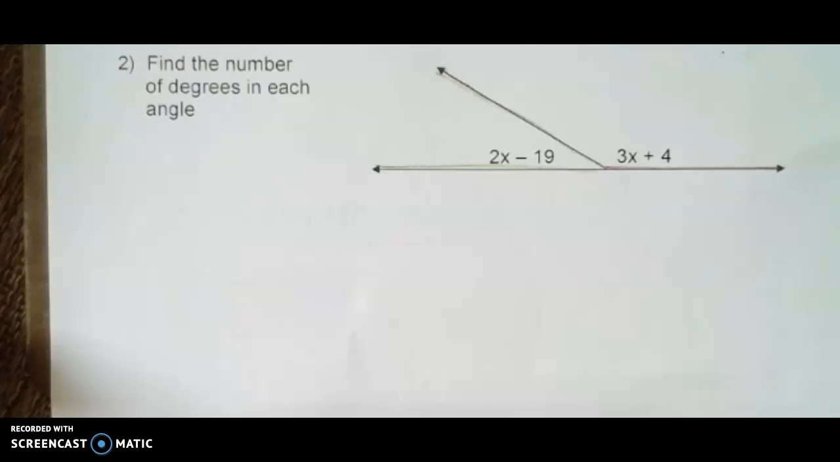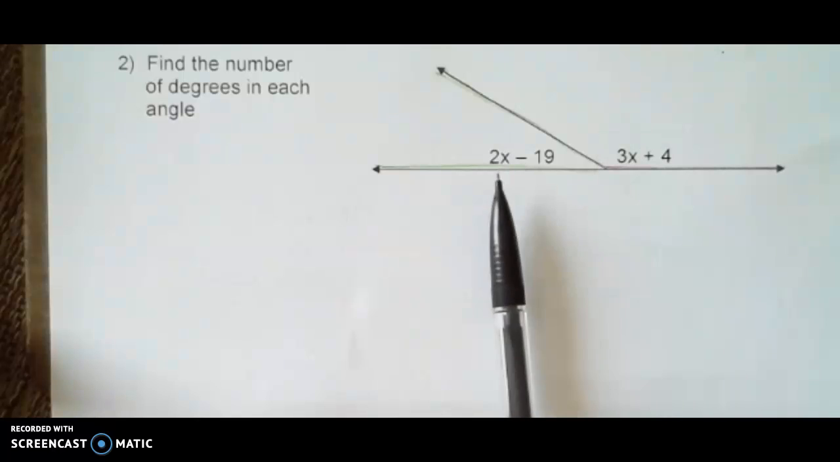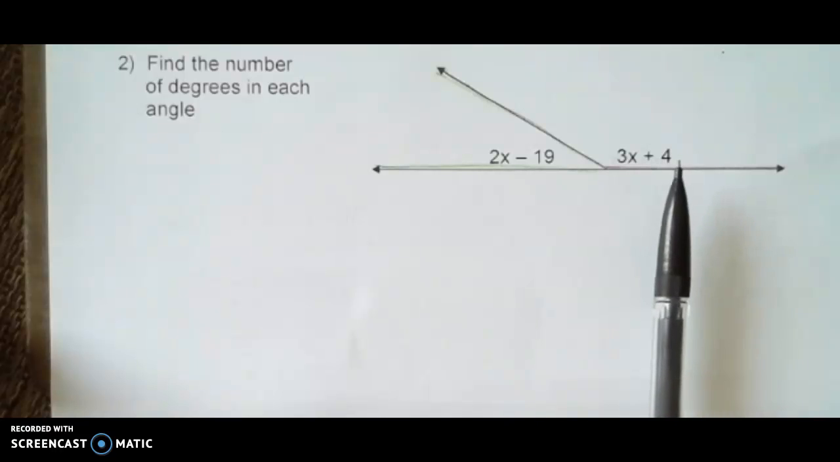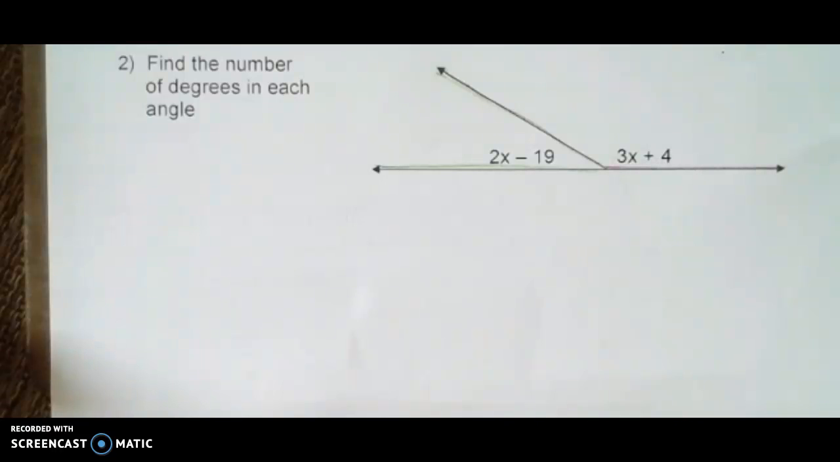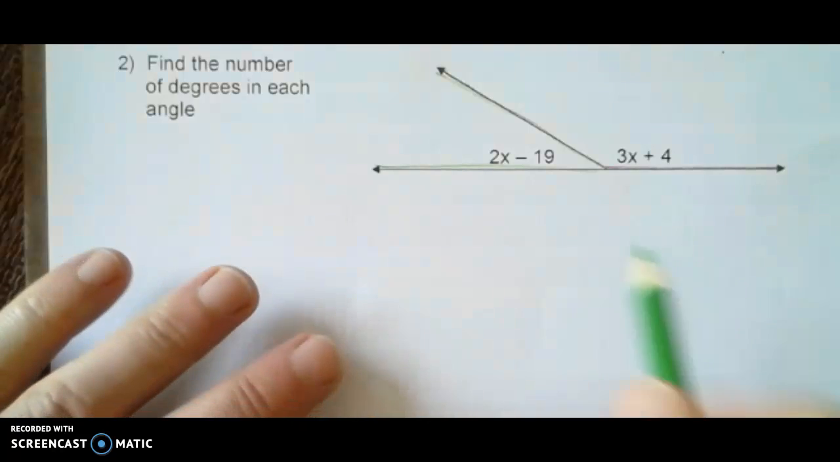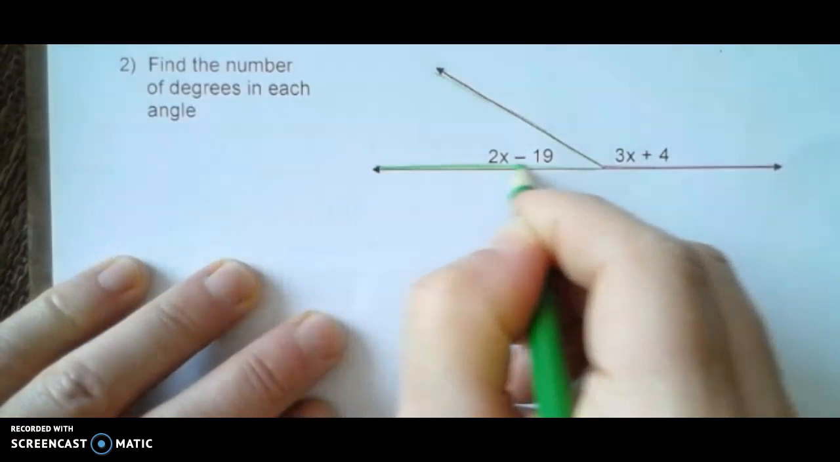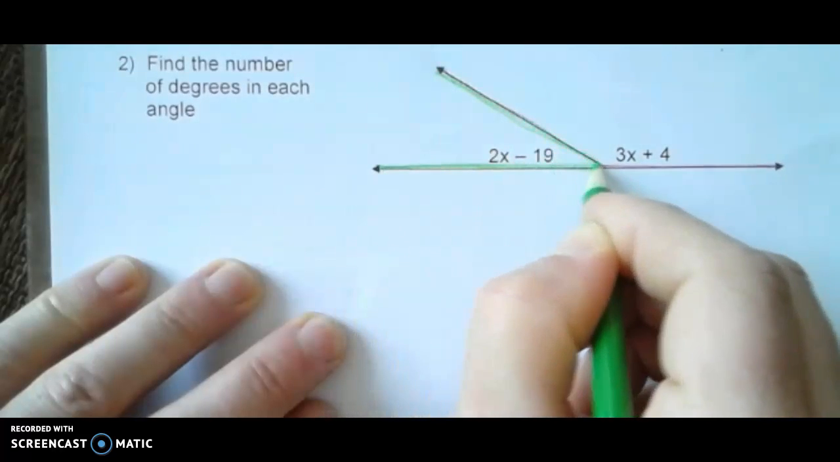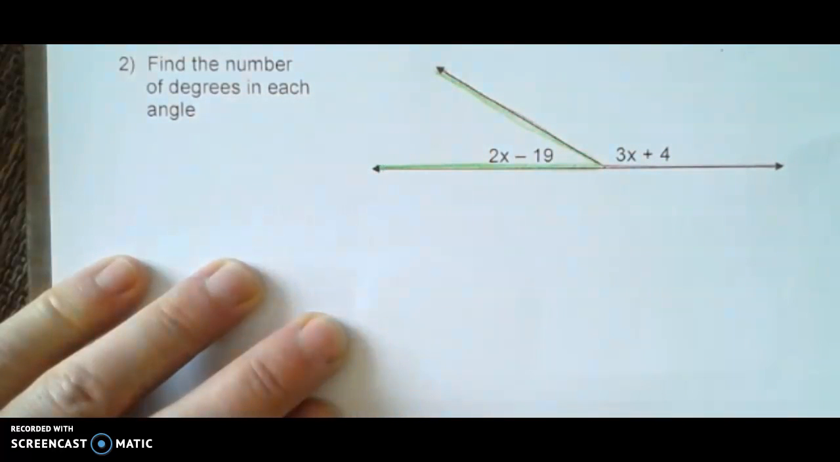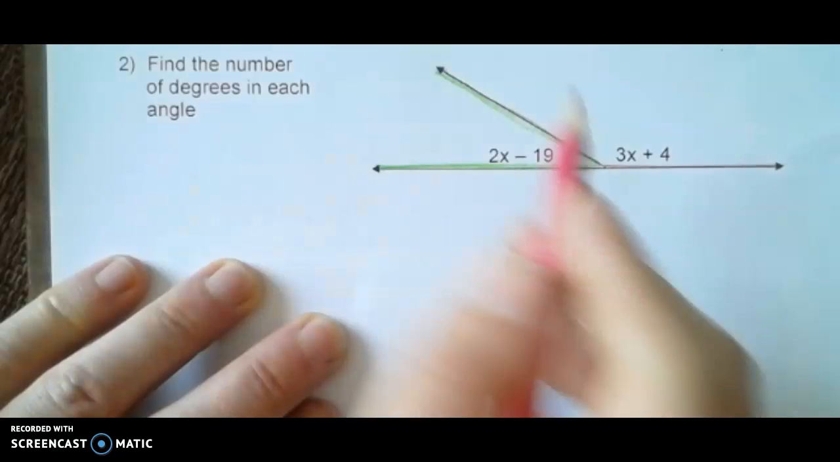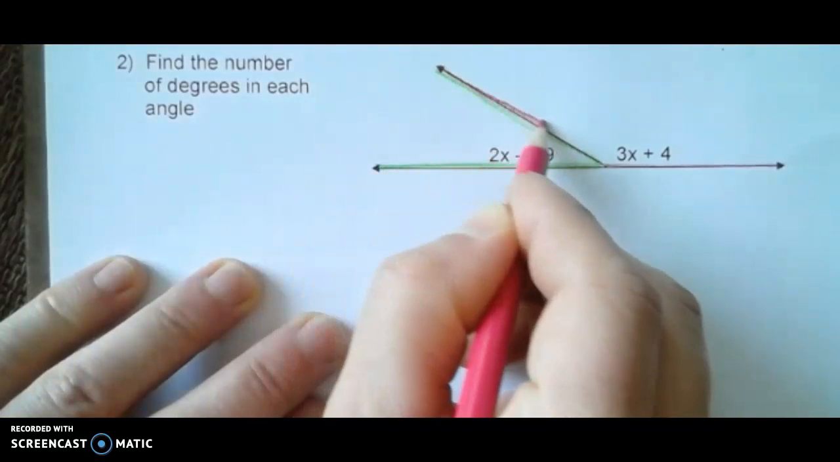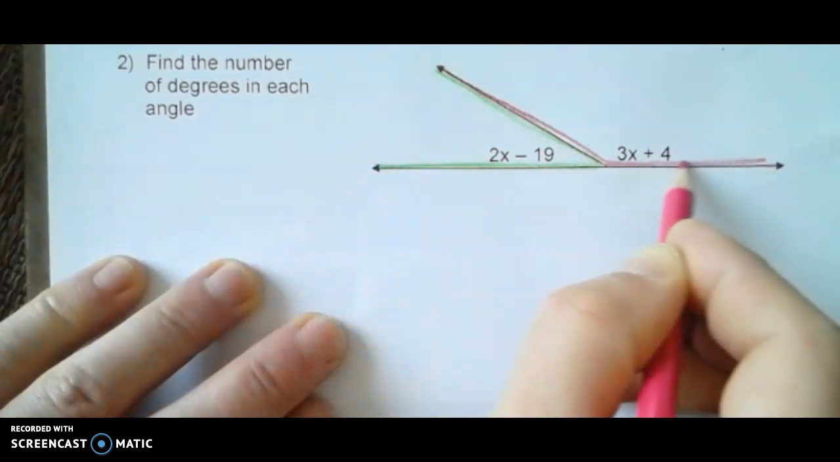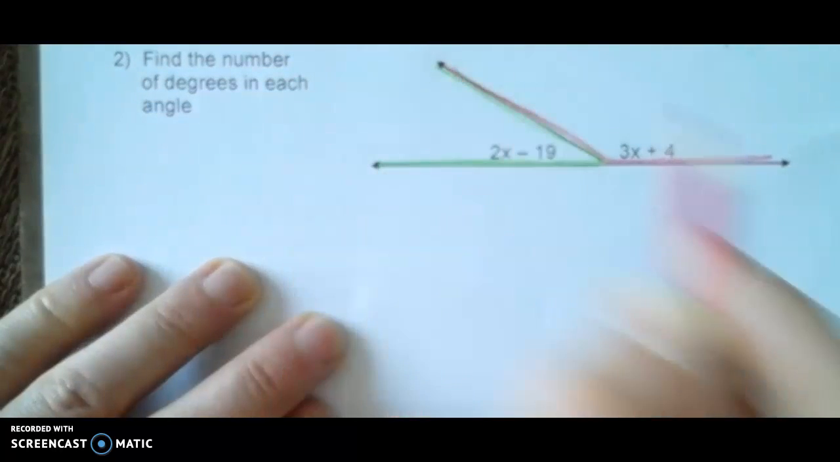In our last example, again, we're going to find the number of degrees in each angle, and I'm going to have to take an algebraic approach again because I don't know the measure of either angle. They both have a variable in it. So I've got my angle here on the left, which is 2x plus 19. I'll trace that with green. Okay, and then I've got my other angle, 3x plus 4, which I'll trace with red. There's the other angle, 3x plus 4.